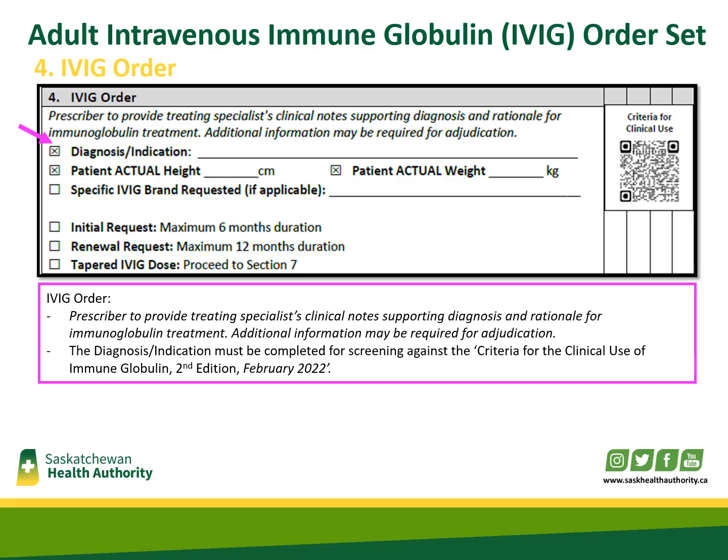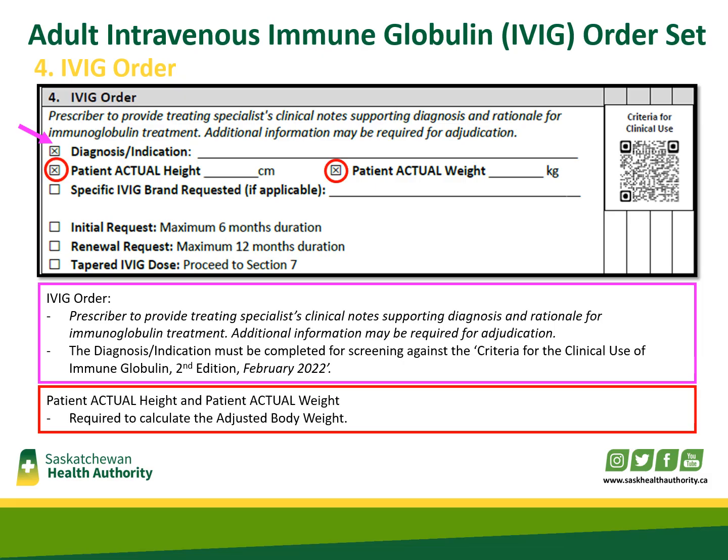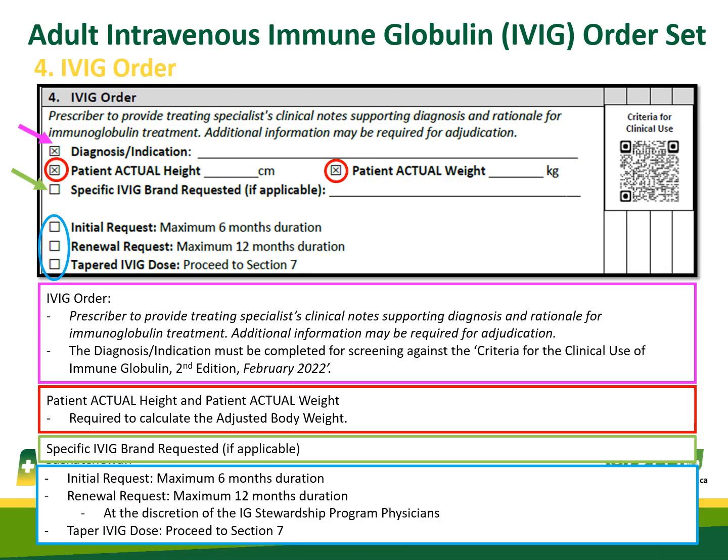For us at the IG Stewardship Program, we do require for our non-urgent orders the prescriber to provide treating specialist clinic notes supporting the diagnosis and rationale for IVIG, but that is not required for inpatient screening process. And again, as I mentioned, the patient's actual height and weight does need to be entered. And this is just so that we can use the adjusted body weight calculator to figure out their dose.